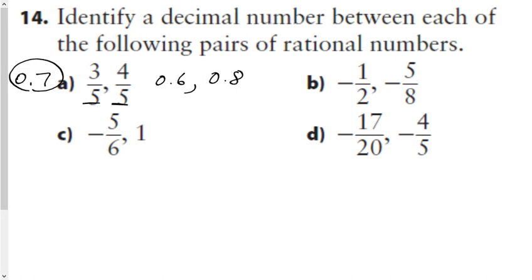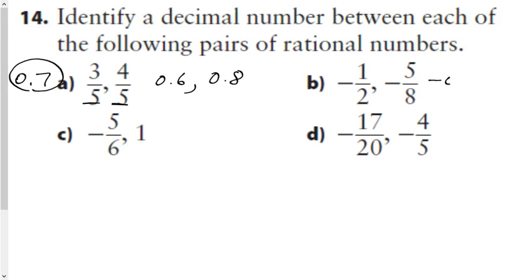But there are how many different choices? Infinite choices. 0.61 is another decimal you could put there between there. 0.674 is another decimal. 0.79 is another, etc., etc. But the most common one that most of you probably chose was 7/10.